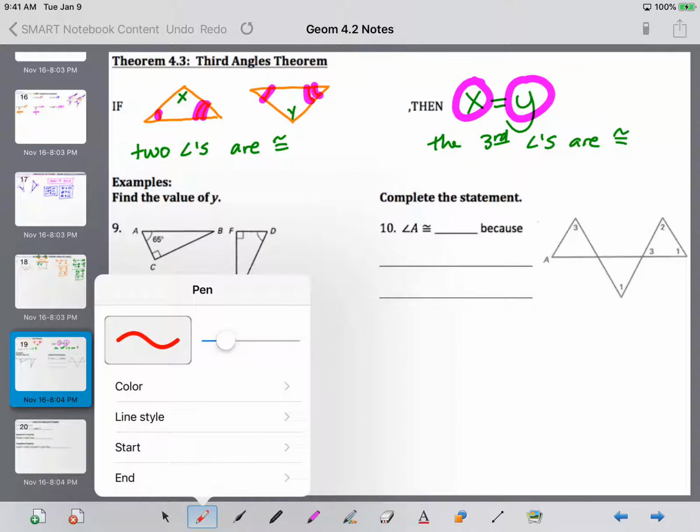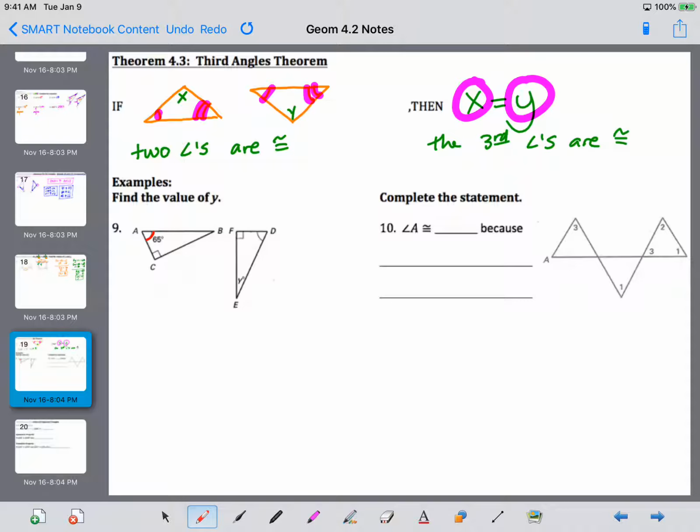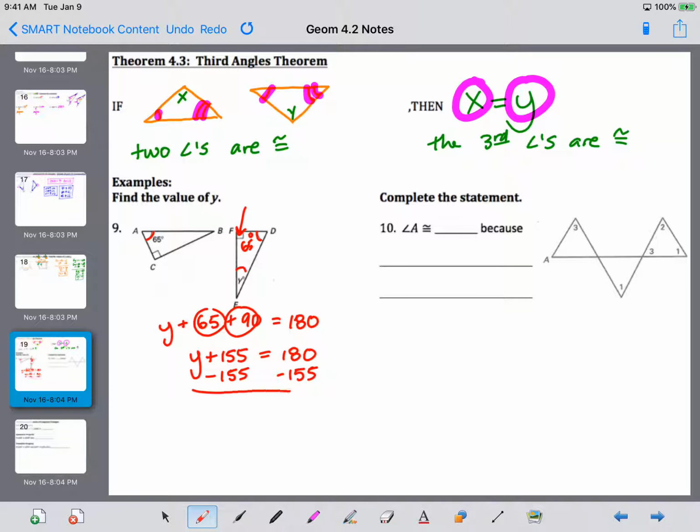So, example 9. I've got this arc on angle A, and they're telling me that's 65 degrees. So angle D also has to be 65 degrees. And I know that this angle y then has to be y plus 65 plus this is a 90-degree angle if it's a right angle. Those three angles have to add up to 180. So I can combine some like terms. 65 plus 90 is 155. So y plus 155 equals 180. And if I subtract the 155 from both sides, y is 25.